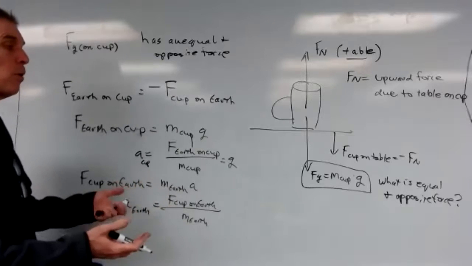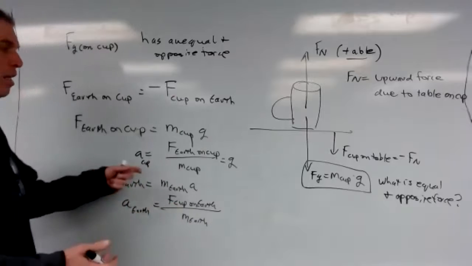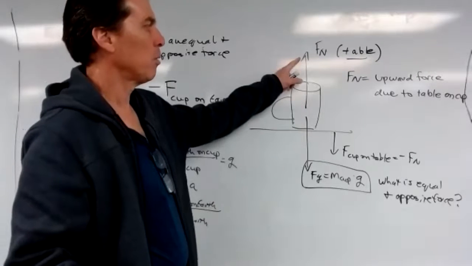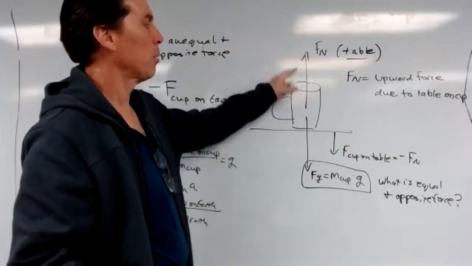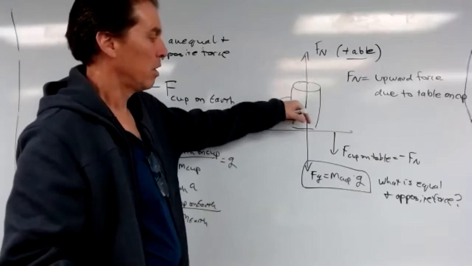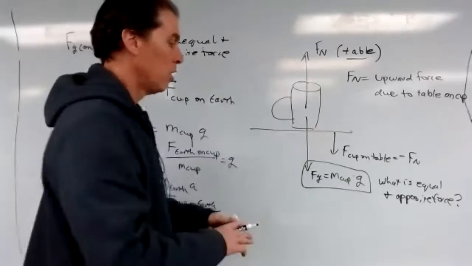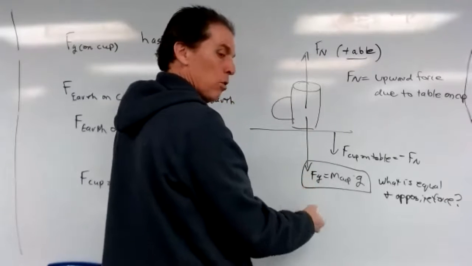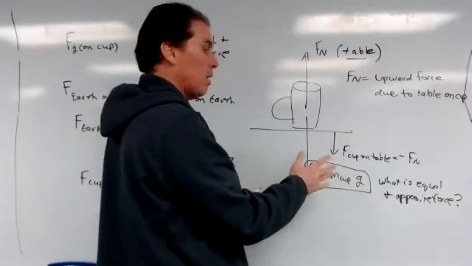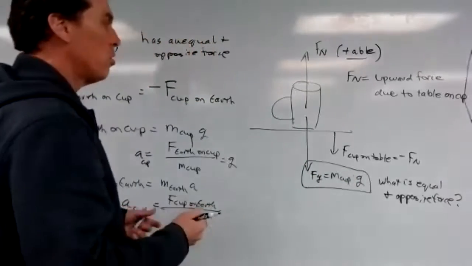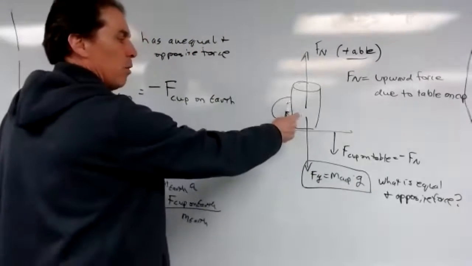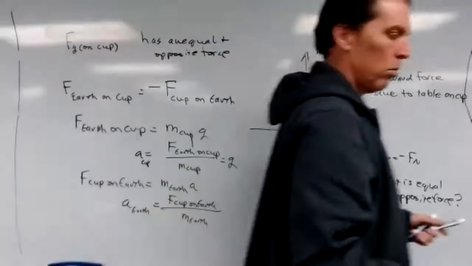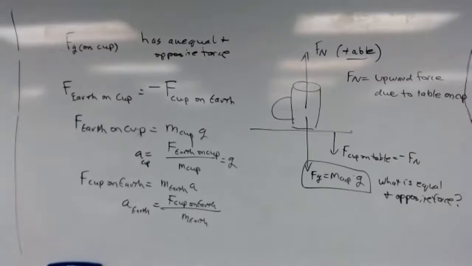These equal and opposite forces act on different objects. So the normal force due to the table on the cup has an equal and opposite force that's a downward force due to the cup on the table. Similarly, the Earth pulling down on the cup has an equal and opposite force of the cup pulling up on the Earth. They're acting on different objects, right? So you should never see an equal and opposite force acting on the same object. All right, those are a few applications of Newton's second law on a simple object.